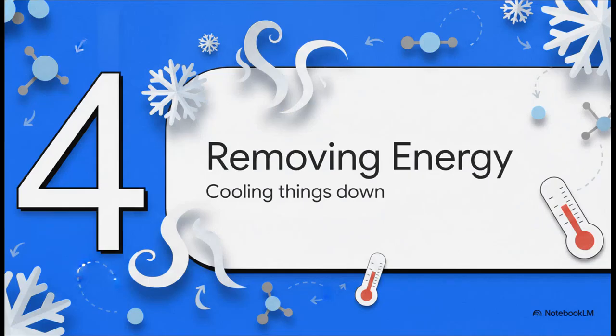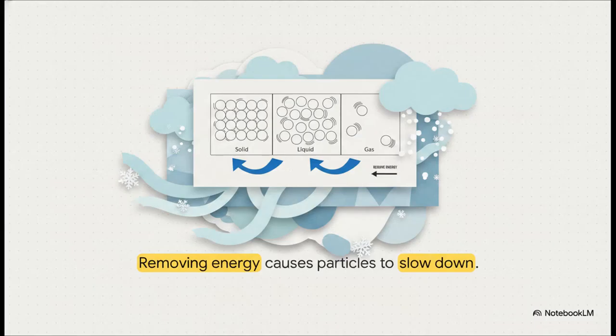That brings us to section 4, cooling down, removing energy. Let's totally reverse our engines for a second. Imagine we take those hyperactive, crazy gas particles and we just start stripping that thermal energy away. Notice the blue arrows pointing backwards here? When we remove heat energy, we are effectively stealing away the particle's kinetic energy. As a gas cools down, its fast-moving particles start to drastically slow their roll.